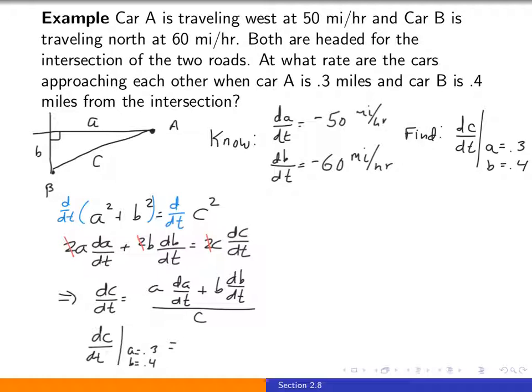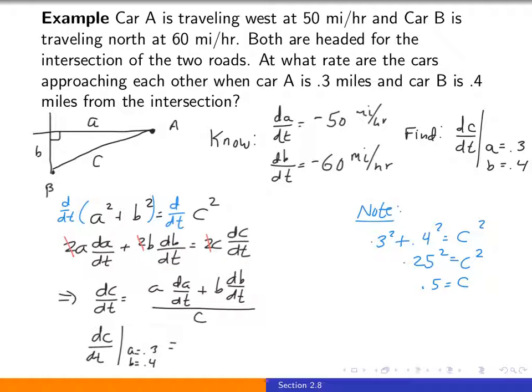We go back to this Pythagorean theorem. Just a side problem here: we have A squared plus B squared is equal to C squared. So 0.3 squared plus 0.4 squared is equal to C squared. So 0.25 is C squared, and C is going to be 0.5.